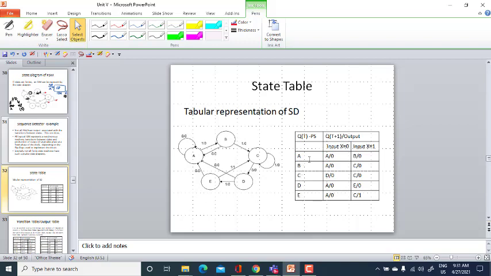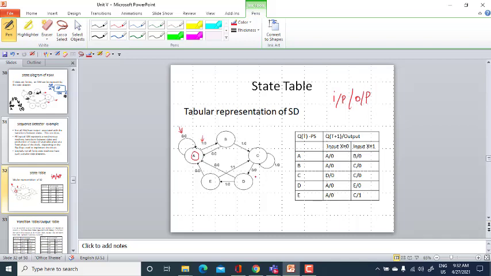When your present state is A and your input is 0, we have two inputs, 0 and 1. Keep in mind you have input slash output on the transitions. This is a sort of discrete mathematics, where you have a directed graph, with loops also, and it is not a simple graph.